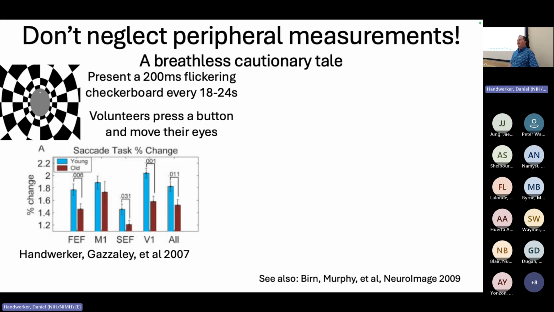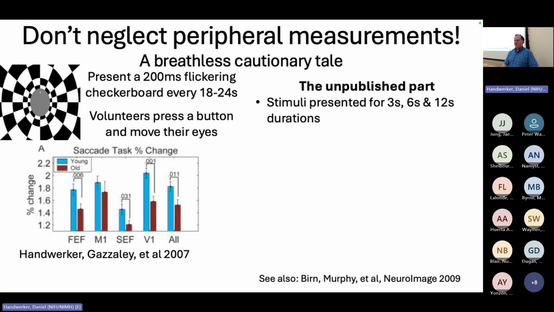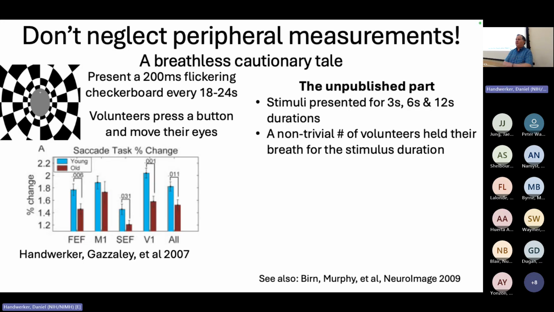That was only part of the data I collected. The unpublished part of the study is I was also trying to see how the fMRI response changed with different duration stimuli. So instead of 200 milliseconds, what happens with 3, 6, and 12-second stimuli. The trouble is, as I was collecting this data and recording the respiration, a non-trivial number of the volunteers were holding their breath whenever the checkerboard appeared on the screen. So you show a flashing checkerboard for 3 seconds, they hold their breath for 3 seconds. You show a checkerboard for 6 seconds, they hold their breath for 6 seconds.